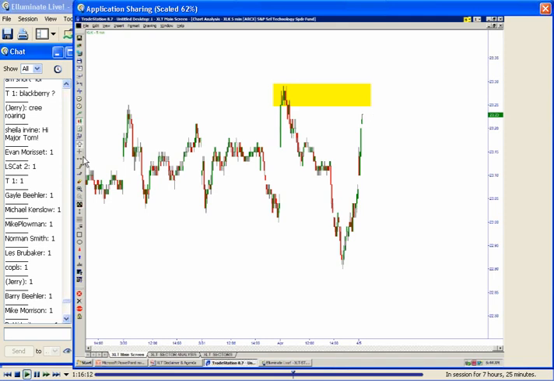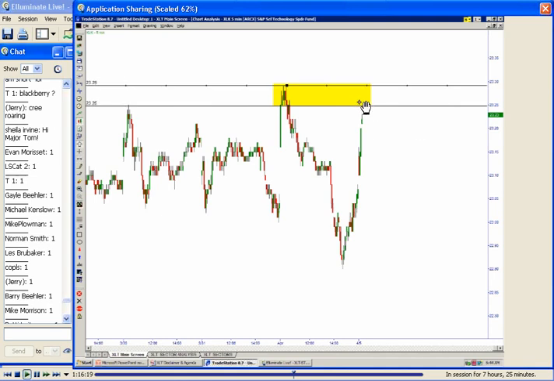Running up, running up, running up. We're just shy of it. We're getting very, very close to it. Remember, this was our plan from earlier this morning. So if we can get up into here, supply zone, in the next 5 or so minutes, this will be a nice little short setup for us.